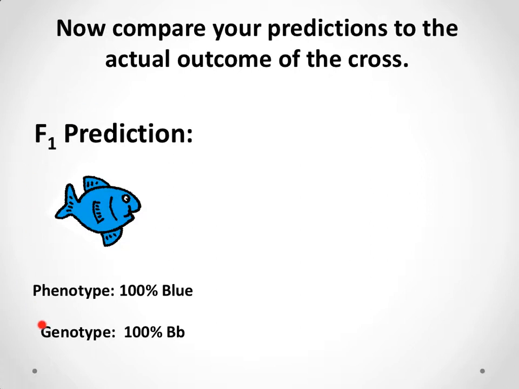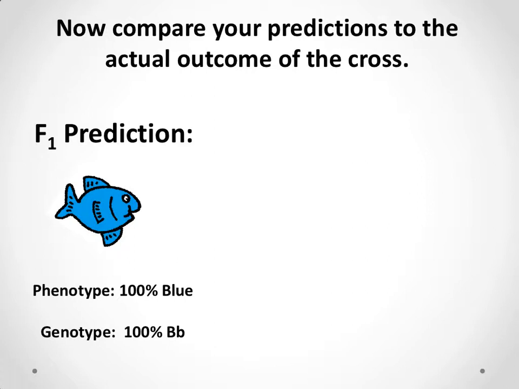Now remember, all this data over here is based on our hypothesis, and we won't know if it's right until we actually look at the fish produced by our crossbreeding experiment. So we have to compare our predictions to the actual outcome of the fish. If we're right, the actual outcome should match pretty well with what we predicted in our hypothesis.